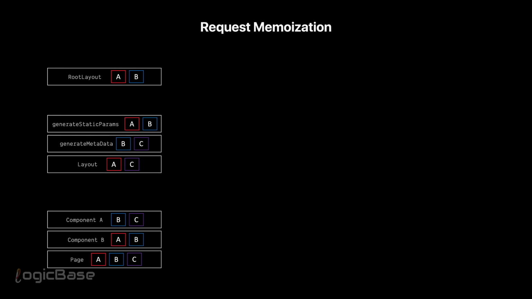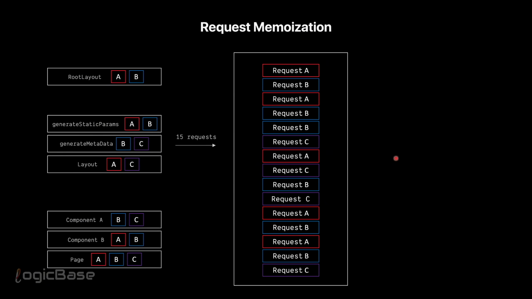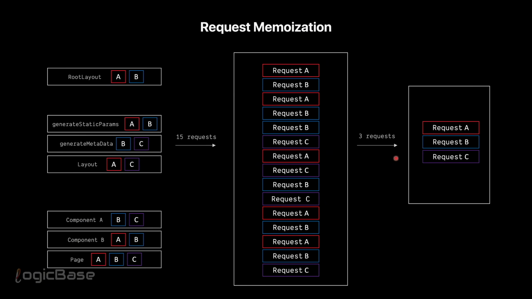Without request memoization, there would be 15 requests total here. But thanks to request memoization, only 3 requests actually happen. You can imagine how much performance this saves within one render. Another benefit is that we don't need to pass props anymore. We can fetch data at any layer because duplicate requests don't happen. They will just get deduped.